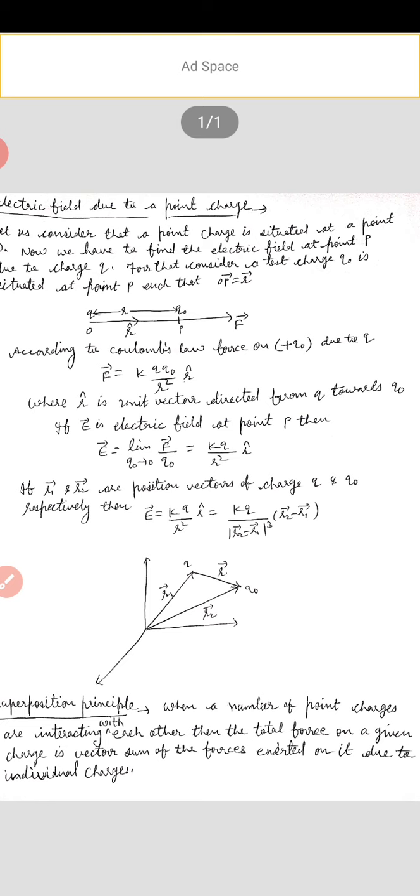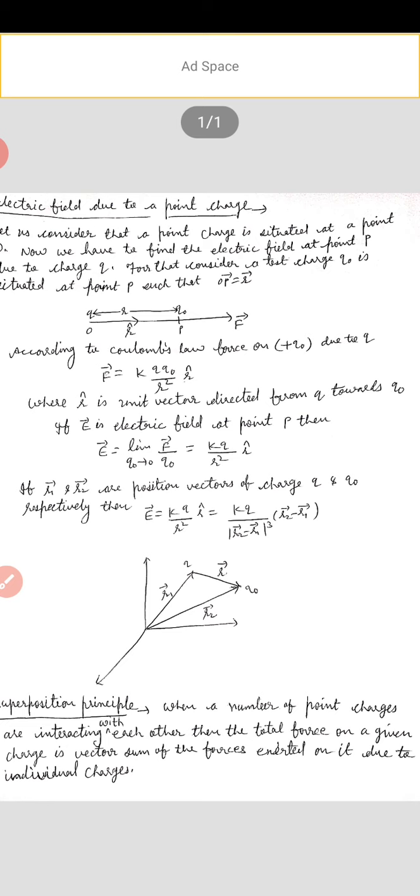and if E is electric field at point P, then electric field E is equal to limit Q naught tending to 0 of F divided by Q naught, and if we put the value of F in this equation, then we get E is equal to K into Q divided by R square R cap.